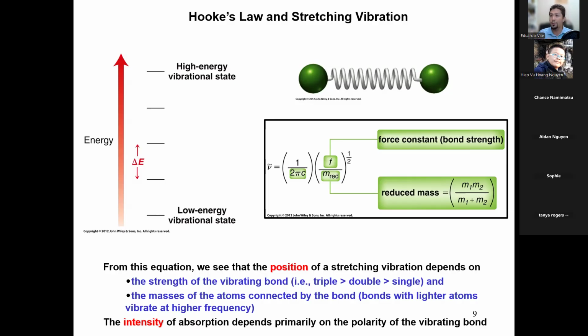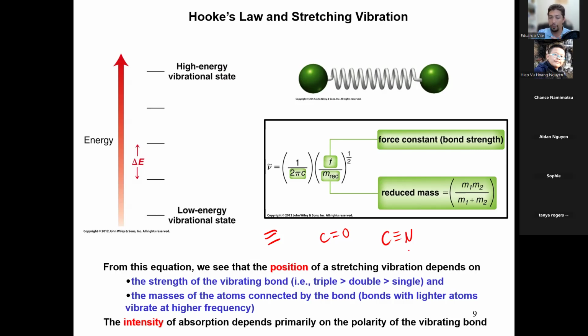So some bonds are stronger than others. That's what I'm trying to get at. What are the strong bonds? Well, triple bonds are pretty strong. Carbon double bond oxygens are pretty strong. Carbon nitrogen triple bonds are pretty strong, right? They're shorter, so they're stronger. Single bonds tend to be the weaker bonds, right?